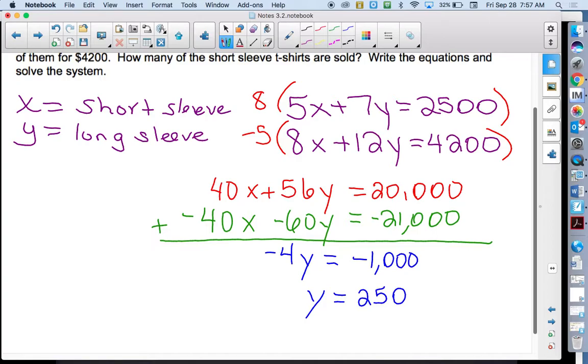Questions? So then you have your y, you want to plug it back into either of those two equations so that we can find x. So plugging 250 in, and solving this, Emma, what did you get for x? Say it again. You're so quiet. 150, sorry.